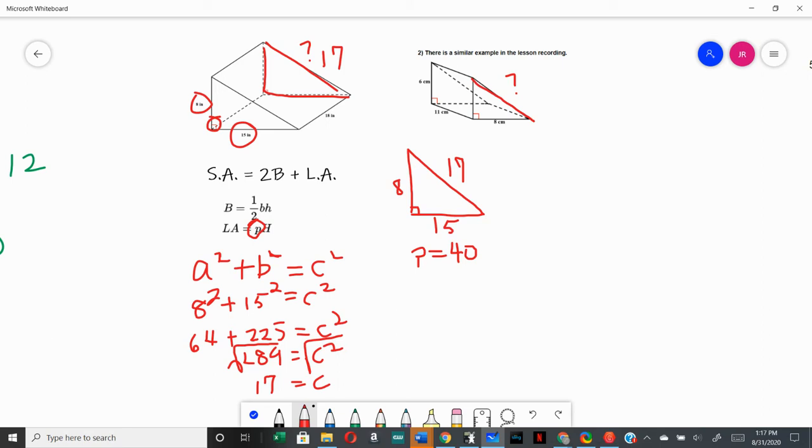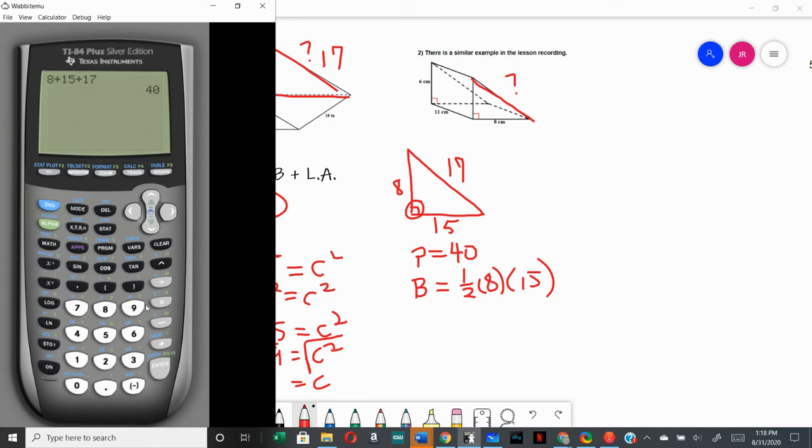I also need to know the area of the base. Now, how do I find area of the base? Well, that's 1/2 BH. So 1/2 the base and the height. Which one's the base and the height? The right angle tells you. So 1/2, 8 times 15, which I'm pretty sure is 60. Let's do 8 times 15 divided by 2, which is 60.